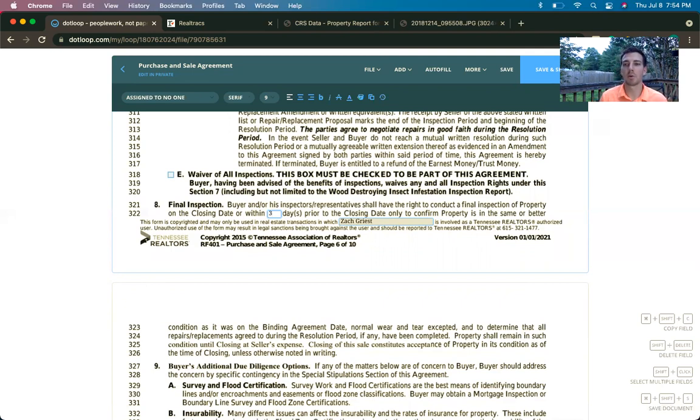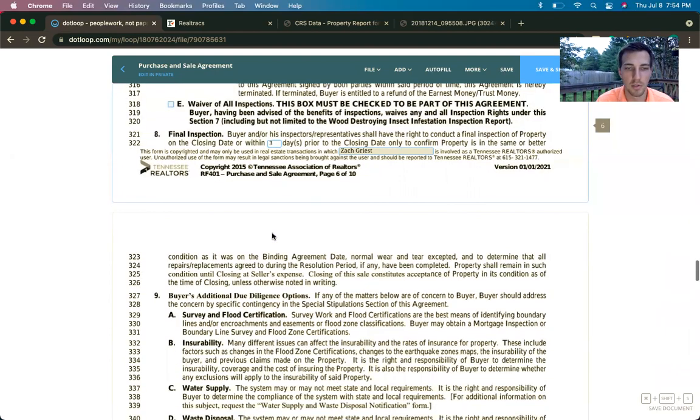So even if you're not requesting any repairs, even if you've waived your inspection, it's still a good idea to have a final walkthrough. Make sure the home is in the same condition as when you first went on your showing. Make sure the seller hasn't taken any items that don't belong to them, taken stuff that's bolted on, or fixtures or appliances that are included. So put days in here, do a final walkthrough.